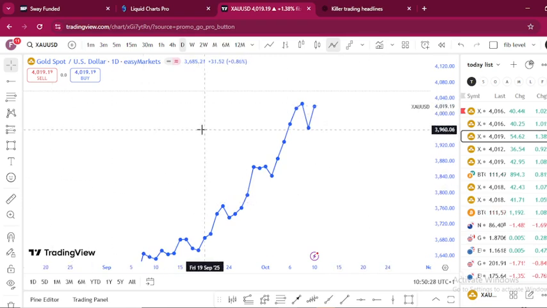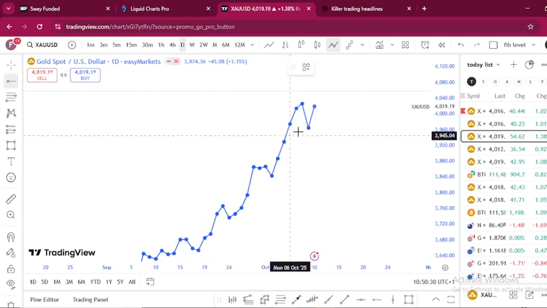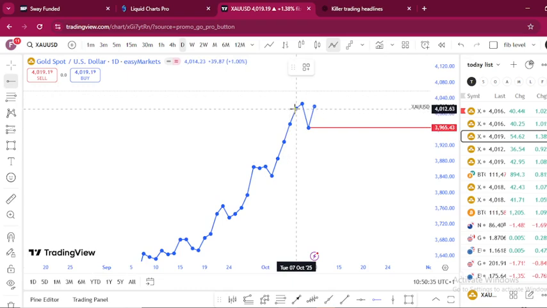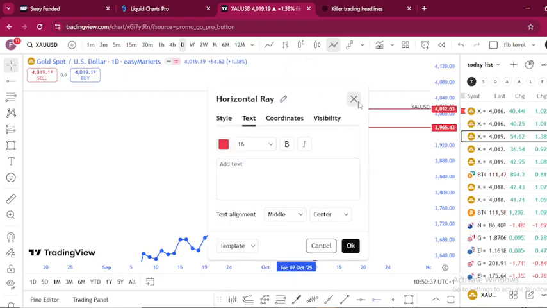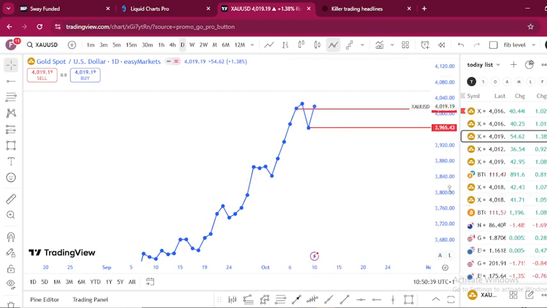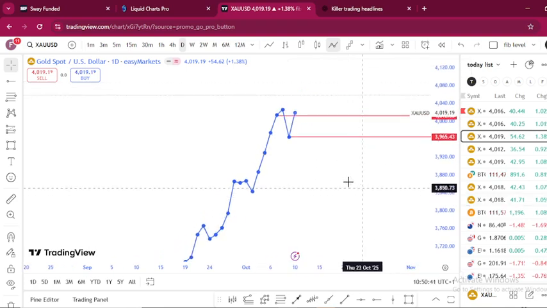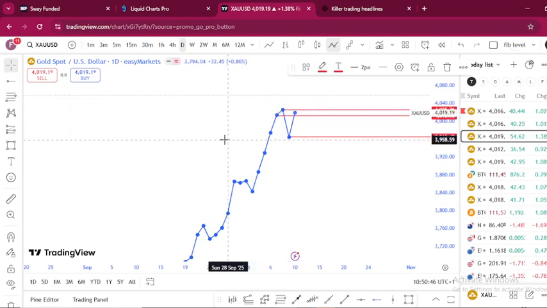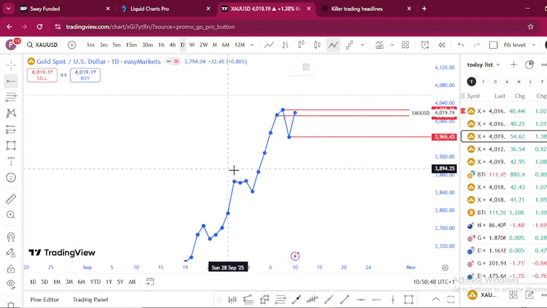So how do you mark your key levels? From these circles here. The major key level on gold is on the daily time frame. So as a day trader, you mark your key level on the daily time frame. That's the most important key level on gold.